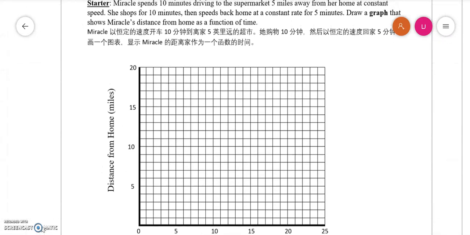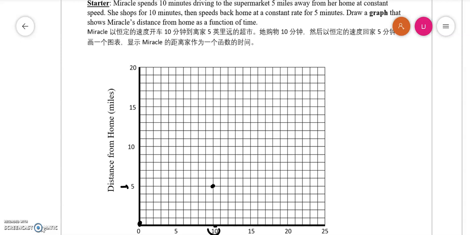All right, so of course we're going to start when time is 0. So let's put a dot at 0, 0. Miracle starts off at home, so that's where our first dot should be. Now, after 10 minutes, she's at the supermarket 5 miles away. So we can look at x equals 10 over here and distance of 5. We should put a dot over there.